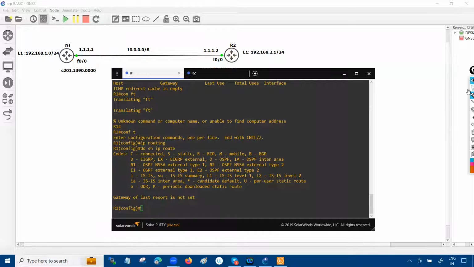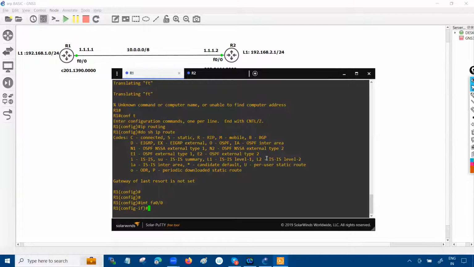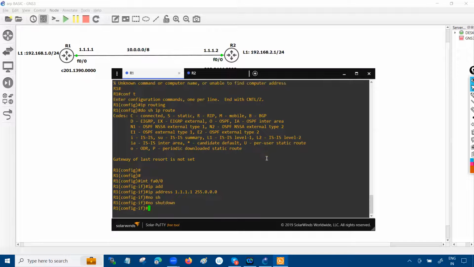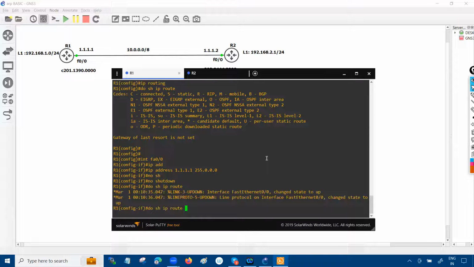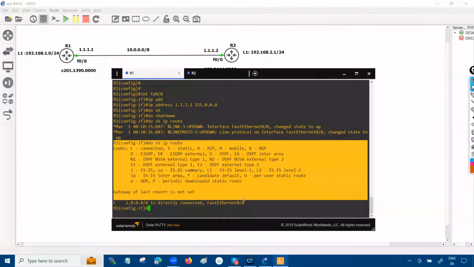So let me show you the debug of that. Let's take an example: I go to interface 0/0 and say the IP address will be 1.1.1.1/8, and I put the no shutdown command. I can see now we have a route in the routing table. Do show ip route. I have a routing table.